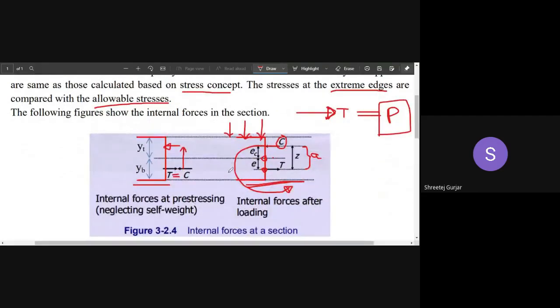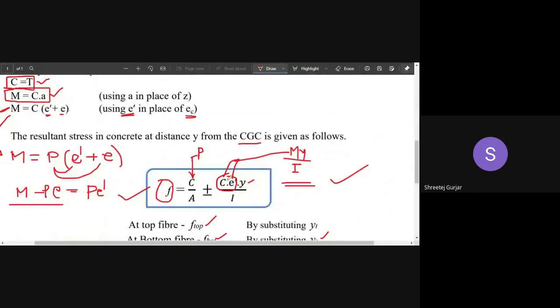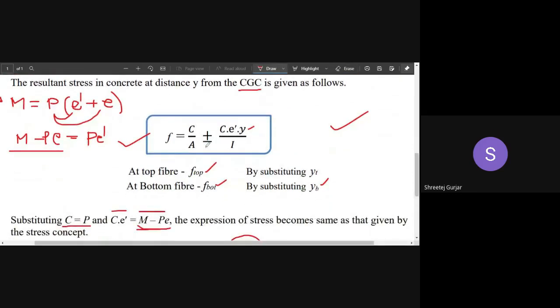I hope that statement is clear and this derivation is clear. This is not important, only remember the formula. I've just explained how you have arrived at this, and they do not ask you this derivation in your exam. They might ask you in theory to explain what is the stress concept and what is the force concept, and at that time you can just write down these things. This is the formula that you need to remember while solving your numericals using the force concept.